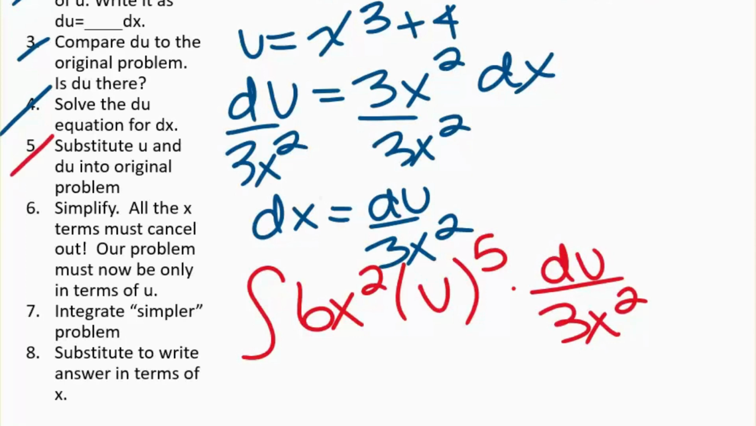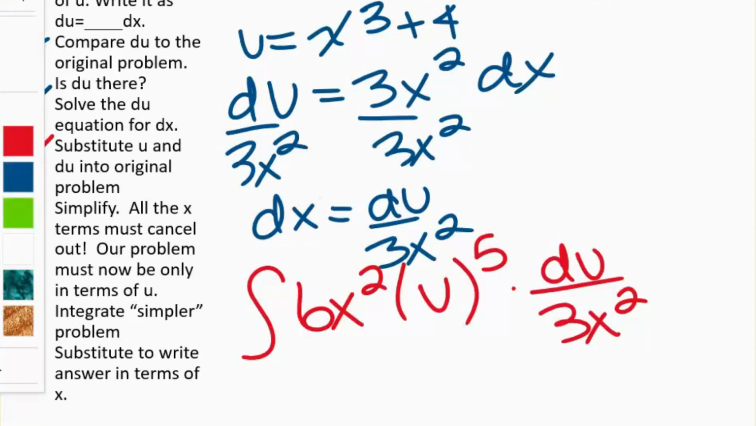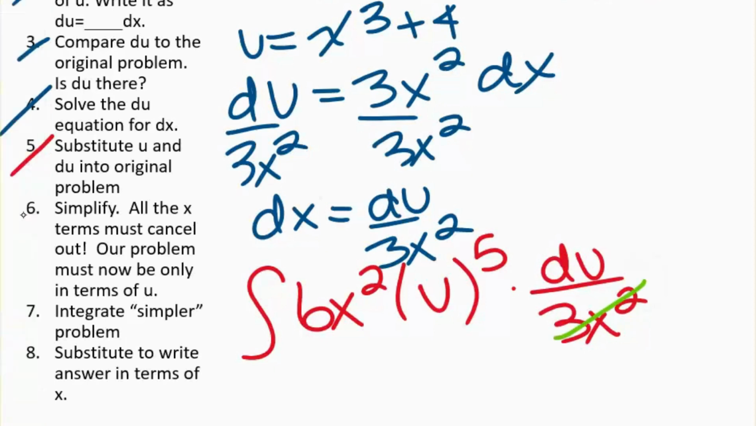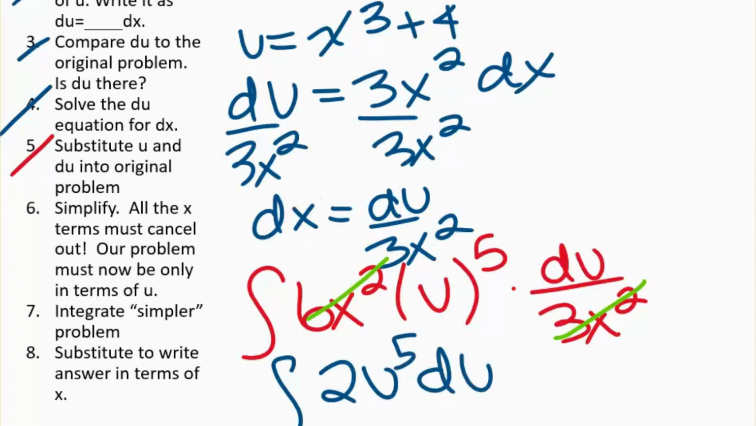Now, if we did that right, as we get to step 6, we should simplify down. Okay, I have a du divided by 3x squared. So that 3x squared and the 6x squared are going to simplify down. That gives me an integral now of just 2u to the 5th du. That constant doesn't matter. I can now integrate that.